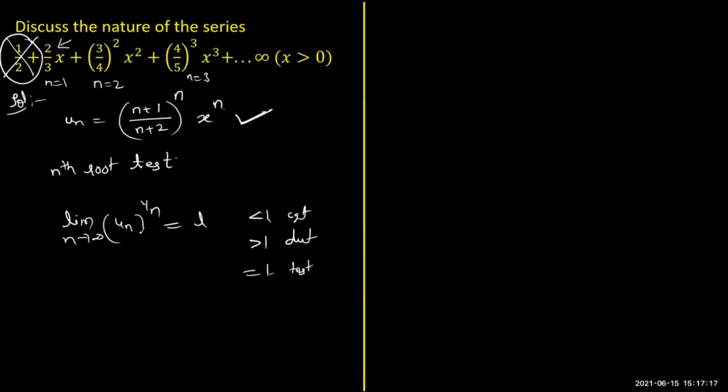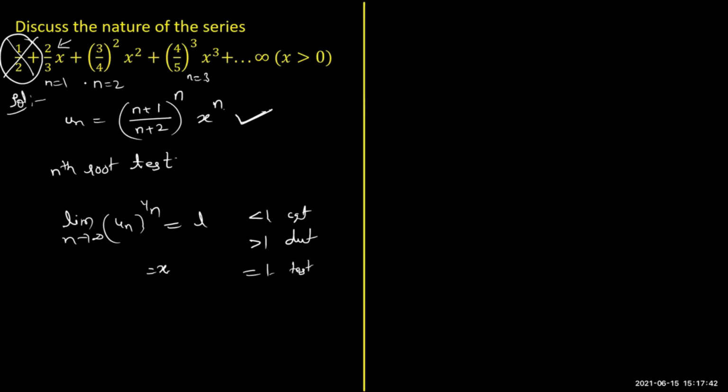See, in this case, when you take whole to the power of 1 by n, this n will be cancelled out. And if you take limit n tends to infinity, you will get the limit as x. Right? If you just evaluate, we'll get this limit as actually x here. So when x is less than 1, we'll say directly it is convergent. And when x is greater than 1, we'll say it is divergent. And when x is equal to 1, we take a special case.